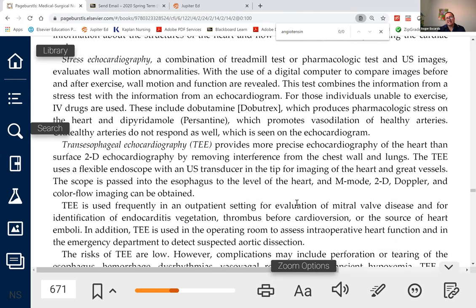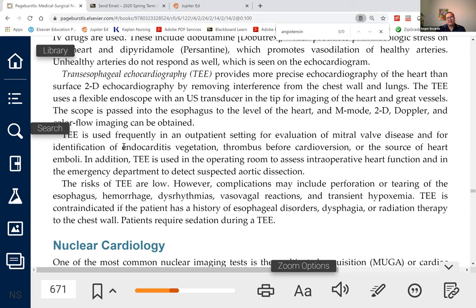This is a TEE. This is done in endoscopy. So the preparation is the same as any other patient undergoing an endoscopy, you know, NPO for a certain number of hours, because they'll put the ultrasound probe into the esophagus. That way you're much closer to the heart, giving you a much more vibrant picture of the heart valves. So as mentioned, this will be essential when you're dealing with endocarditis.